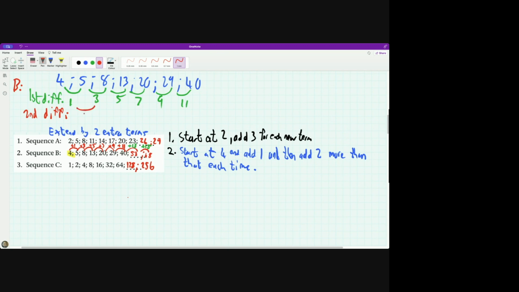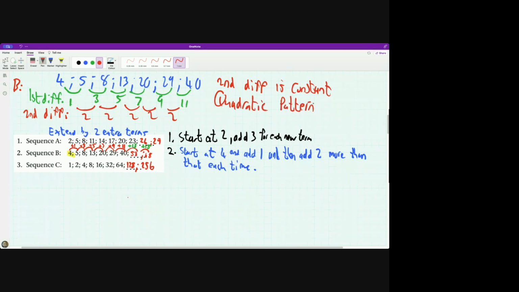So the difference between this and this is 2. The difference between this and this is 2, 2. So what we see is the second difference is constant. Now, this is important. It's almost like recognizing a leopard by its spots. If you know the second difference is constant, you know that it is what's called a quadratic pattern. And so you will have to use the quadratic pattern method in order to work out what this is.